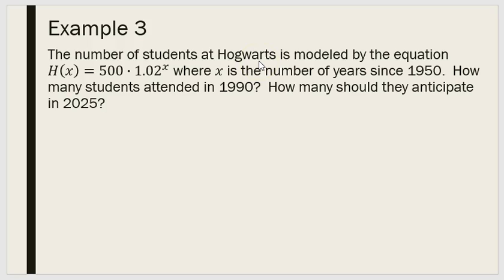So if we had x equals 5, that would mean 1955. So make sure you add your x value back to the starting number. So they ask us how many students will attend in 1990.